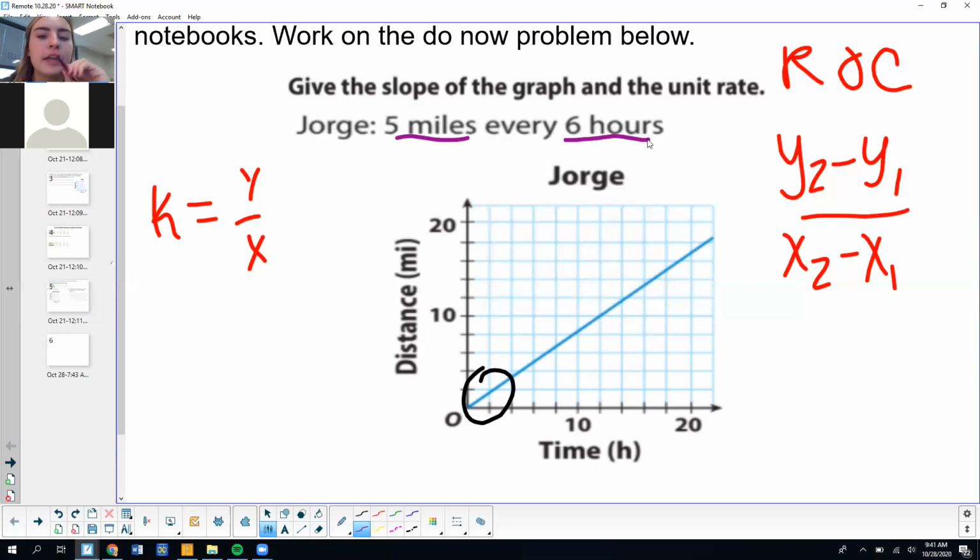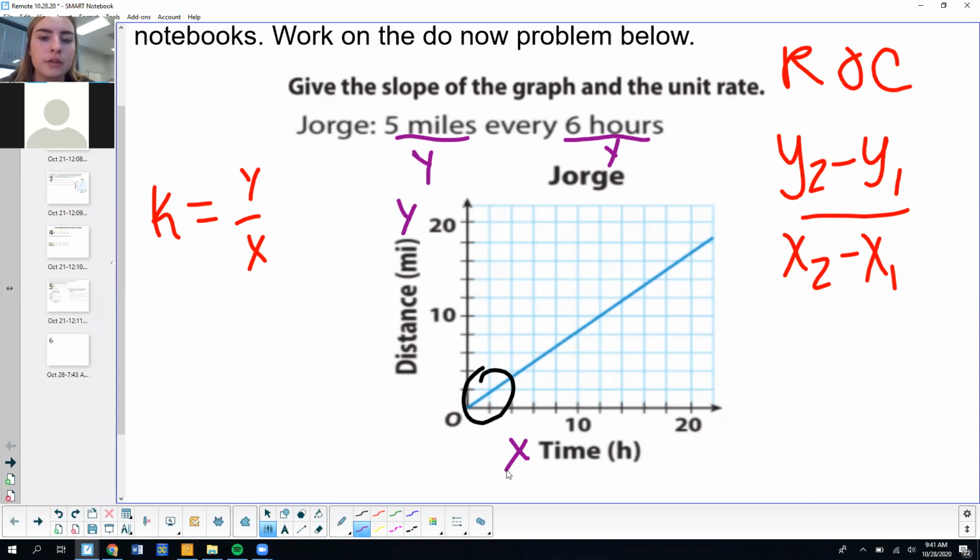We want to figure out how many miles he goes in 1 hour. So if we're trying to figure out the per one, our miles is going to be our y, which we can already see on our graph, and our 6 hours is going to be our x. So time in hours is going to be our x. Remember, we're just trying to figure out the change in y over the change in x.